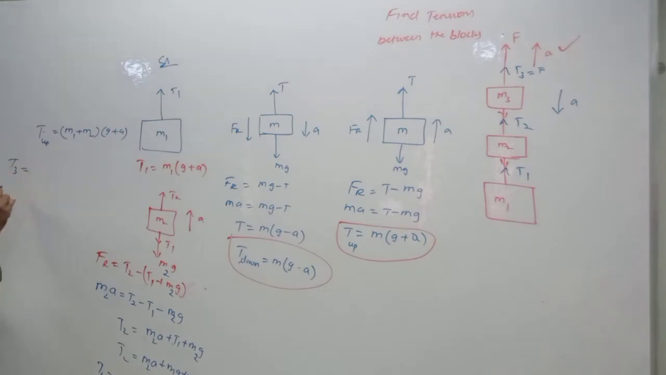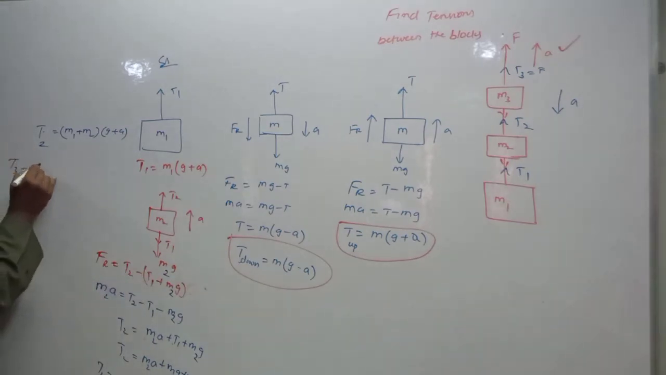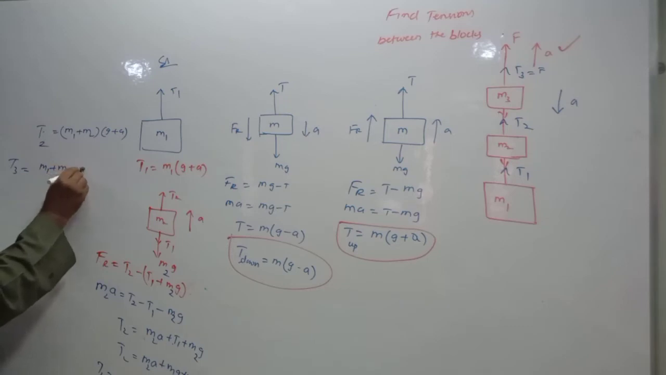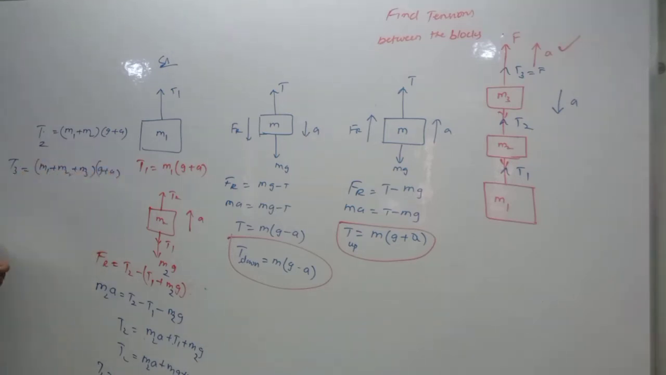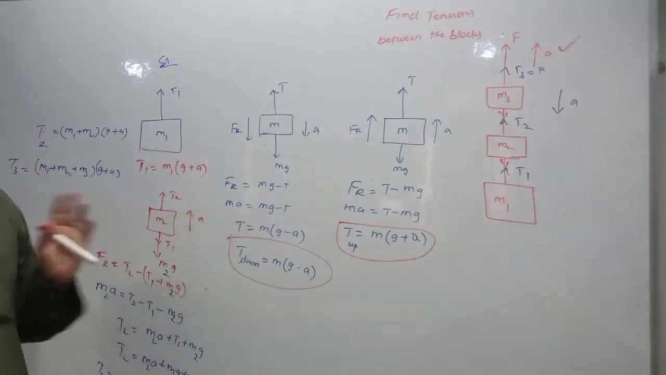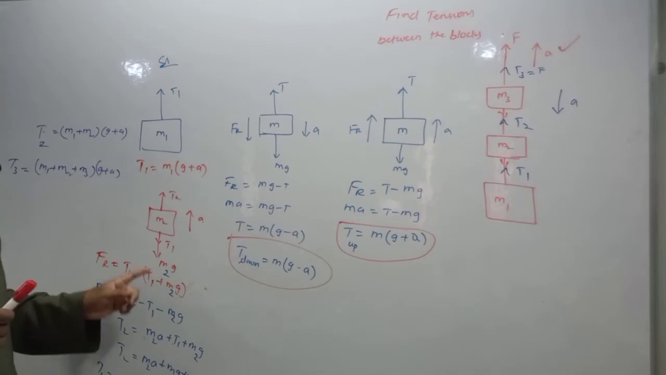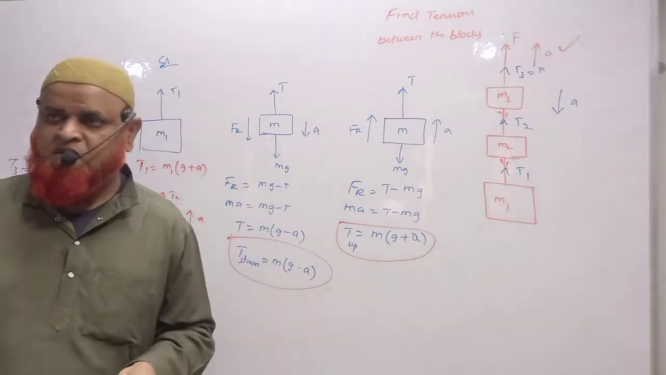T3 will become how much? Here this is going to be T2, no? Applying the concept of up here. So T3 is going to be how much? M1 plus M2 plus M3 into G plus A, you can write here, okay? For example, if these three are dropped down, only one thing will be changed here. Instead of G plus A, you will get G minus A in all the remaining cases. Hope you have understood this one. Yes?